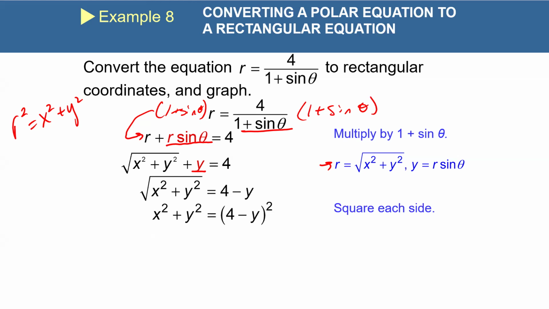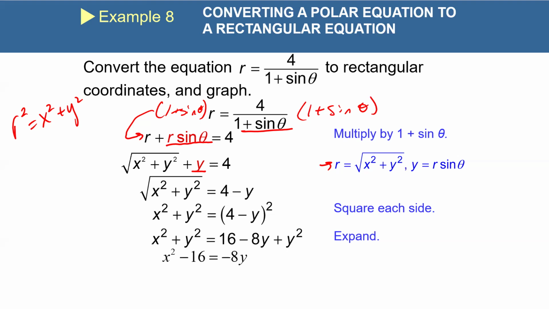FOIL. Okay, yes, I was right. Multiple distribution or the FOIL method. So when I expand it using FOIL, I'm down to 16 minus 8y plus y squared. I have a y squared on the left side and a y squared on the right side. So what happens to y squared? It cancels. So I'm just left with x squared minus 16 equals negative 8y.